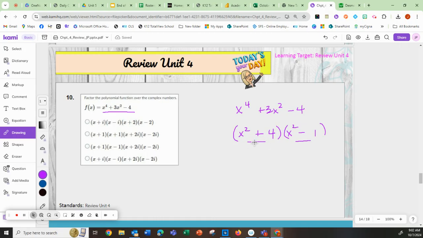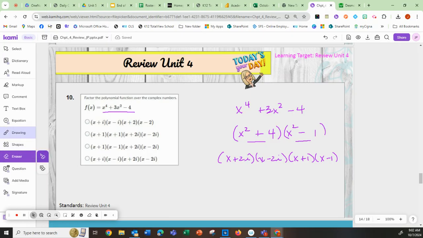This one factors into complex factors, x plus 2i times x minus 2i. And then this is the difference of two squares. It's going to factor into x plus 1 times x minus 1. So I think it's this one. X plus 1. Nope, that tricked me. That's 2 x plus 1's. X plus 1, x minus 1, x plus 2i. Yep, it's this one: x plus 1, x minus 1, x plus 2i, x minus 2i.